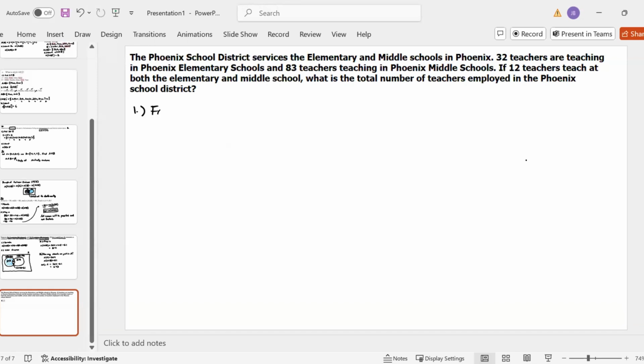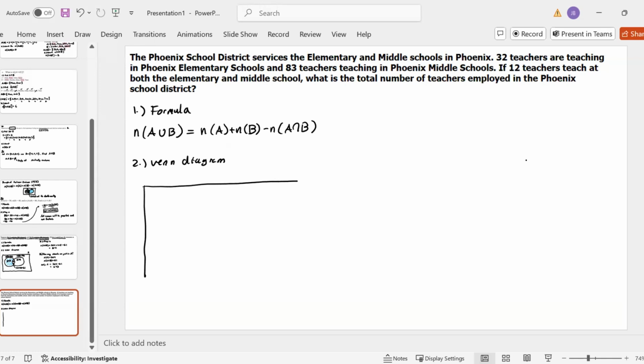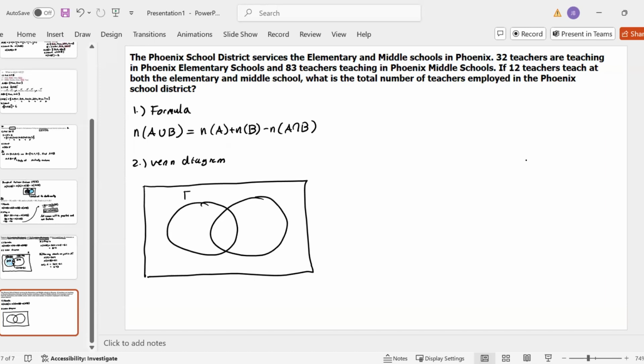So step one is the formula. n of A union B equals n of A plus n of B minus n of A intersect B, right? And then step 2 is a Venn diagram. Another thing the Venn diagram helps you do is label things, so that when you're drawing it, you know what is what. So this will be elementary, and this will be middle. I am told that elementary has 32, so this big circle is 32.